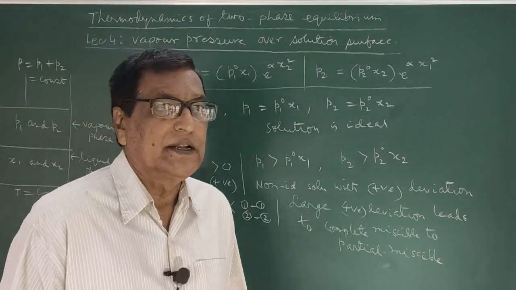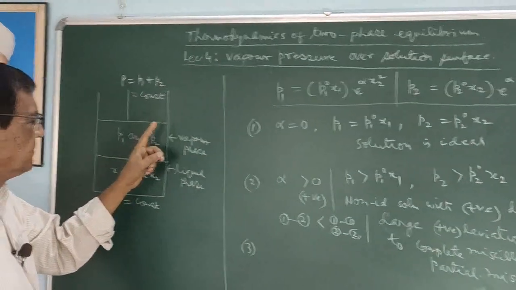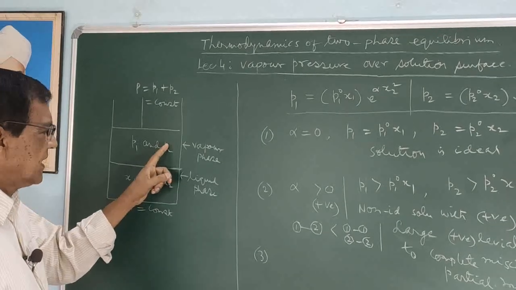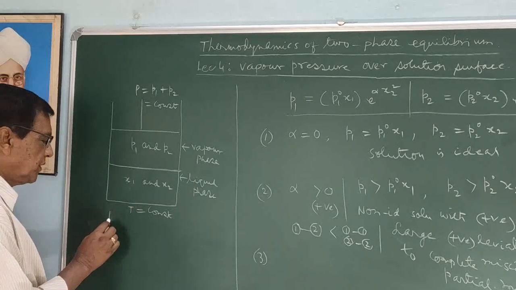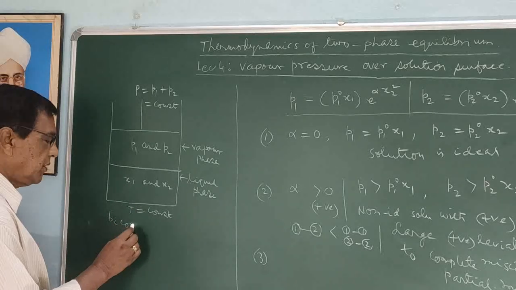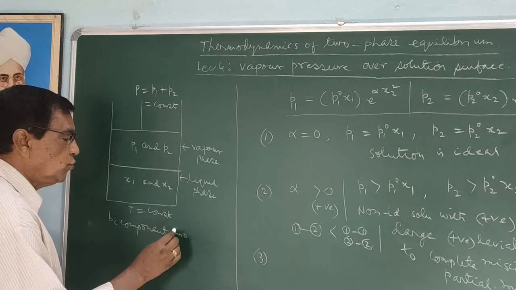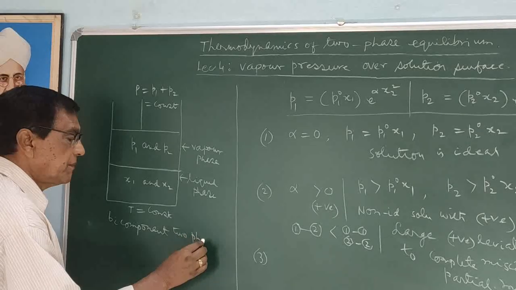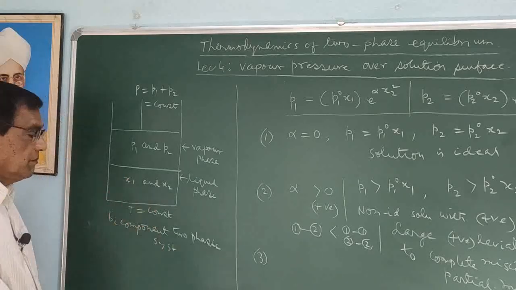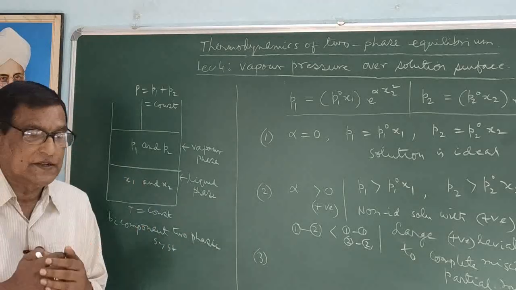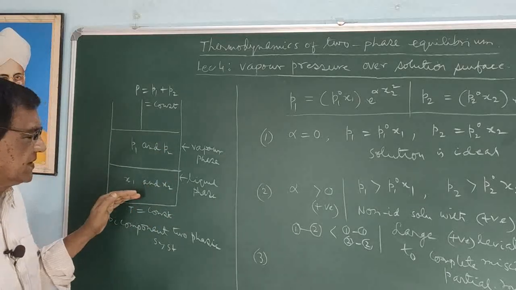Let us consider a closed system having two phases and two components. So it is a bicomponent, two-phasic system. The system is closed and it has two phases.